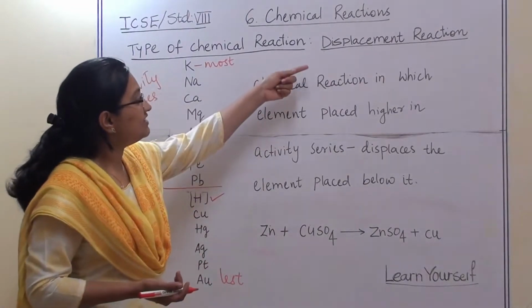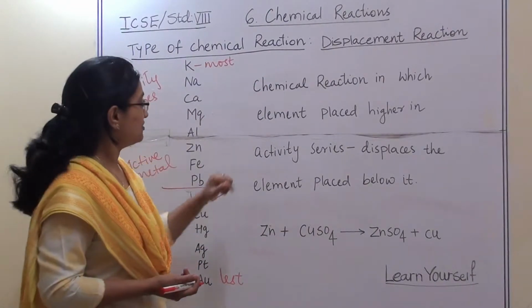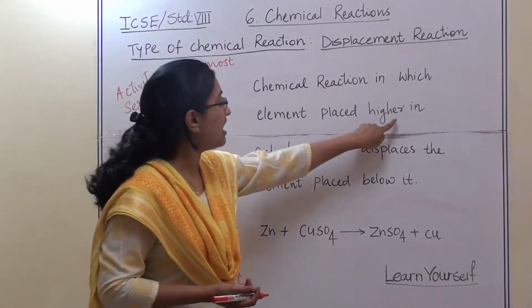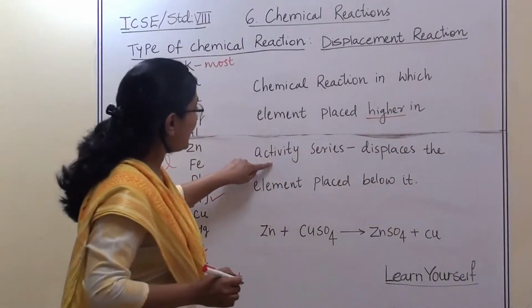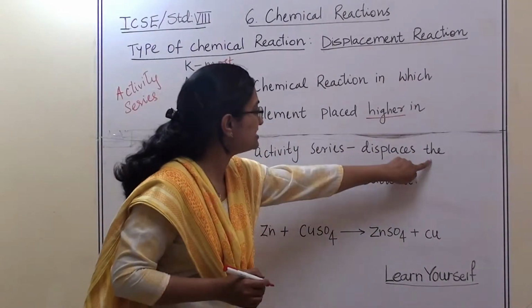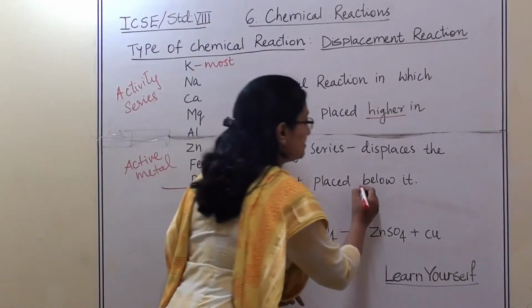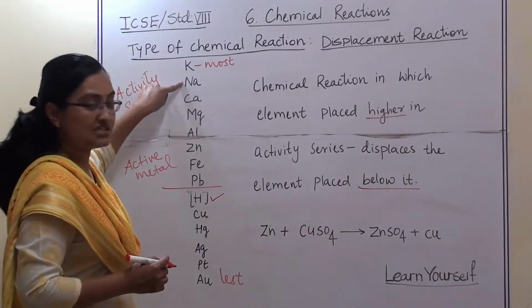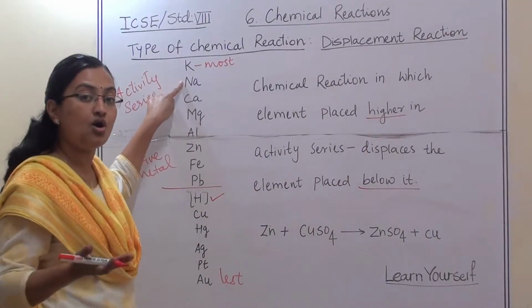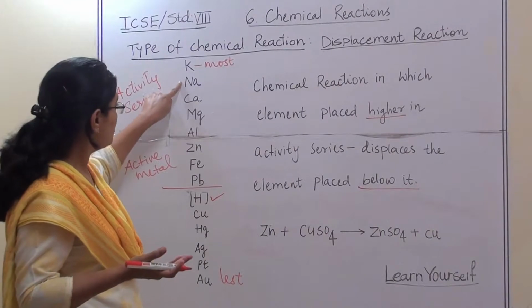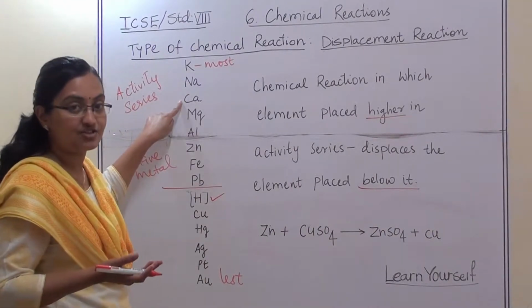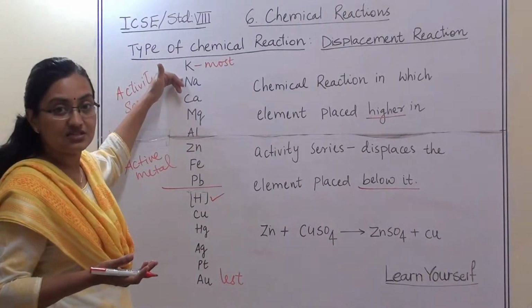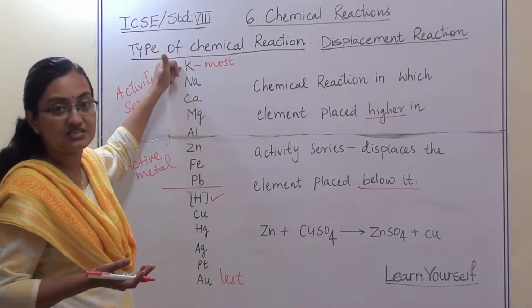So let us check the definition of displacement reaction. The chemical reaction in which an element placed higher in the activity series displaces the element placed below it. That means potassium can displace sodium because potassium is more reactive compared to sodium. Sodium can displace calcium and so on. But calcium cannot displace sodium and sodium cannot displace potassium.